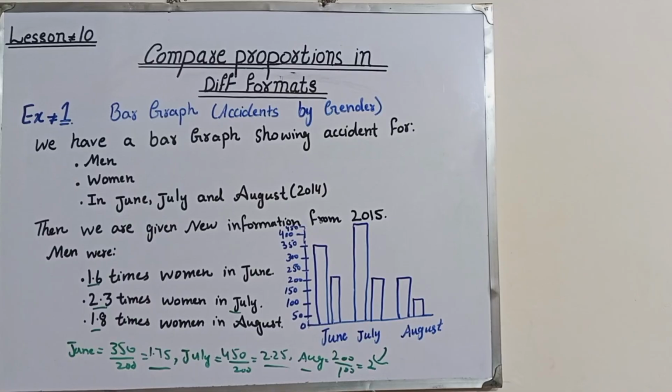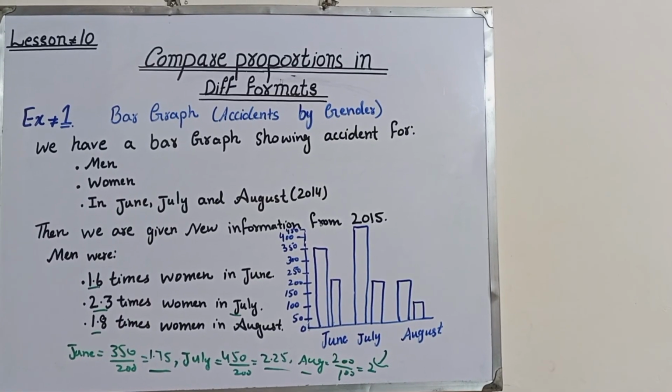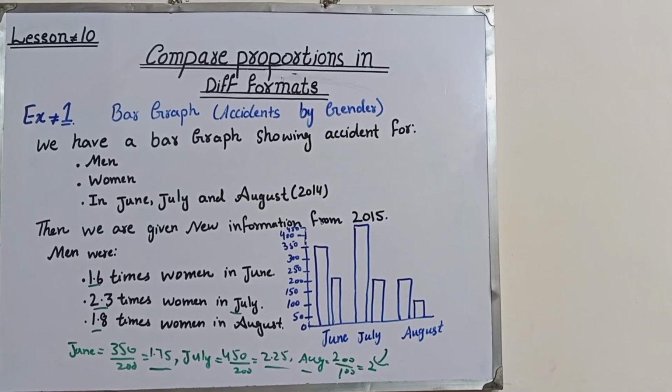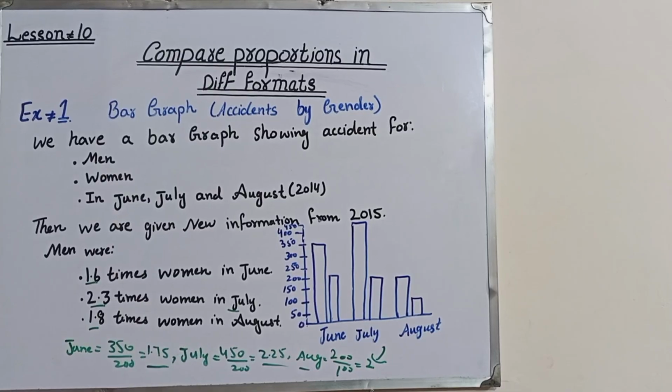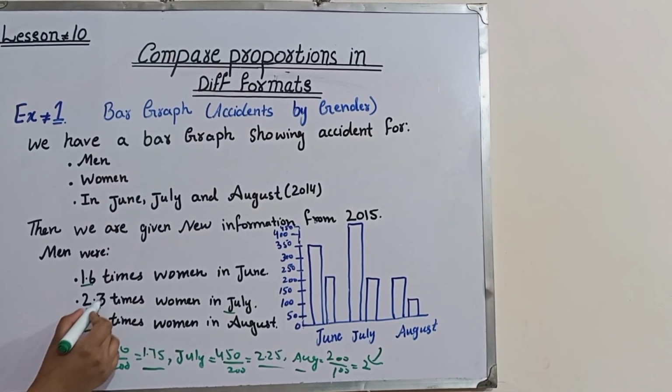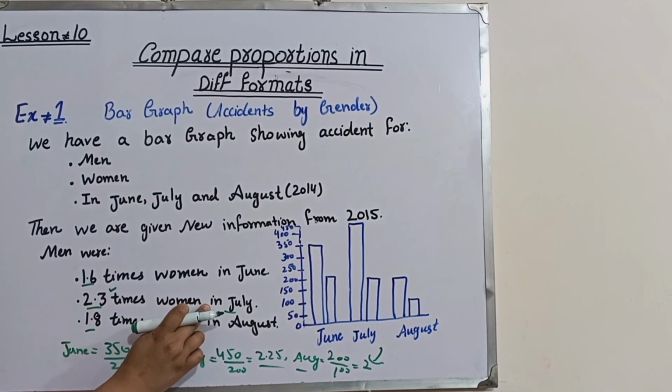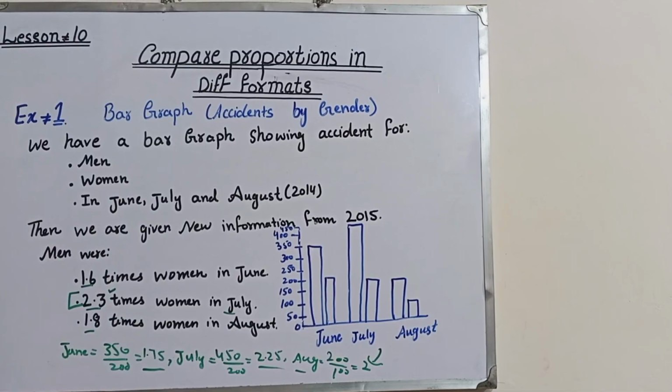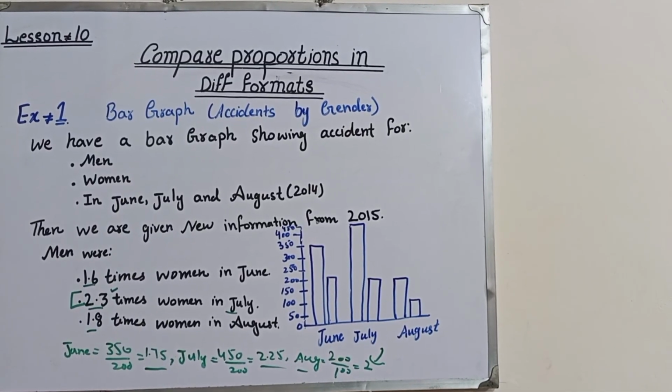So the highest value for this ratio is in July 2015, when men were 2.3 times as likely as women to have an accident. 2.3 times in July. It's more in 2015.